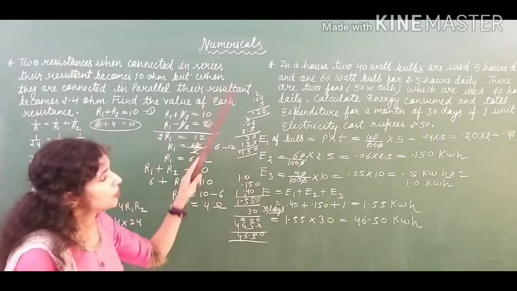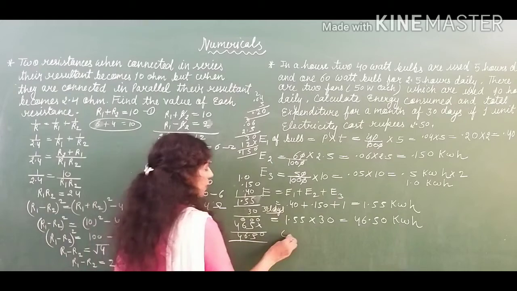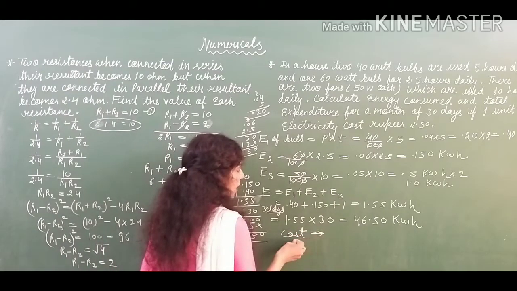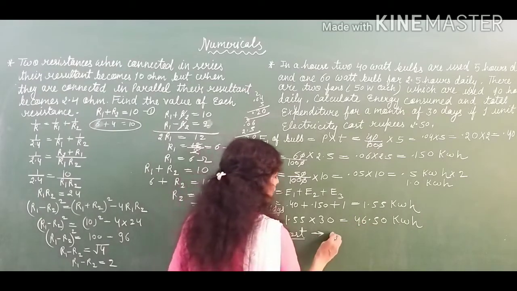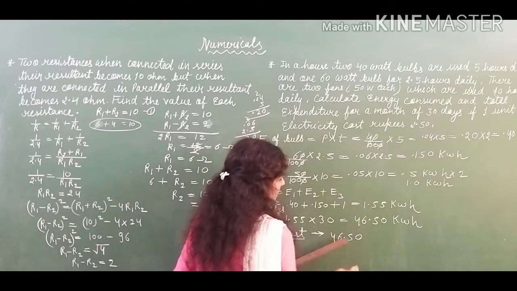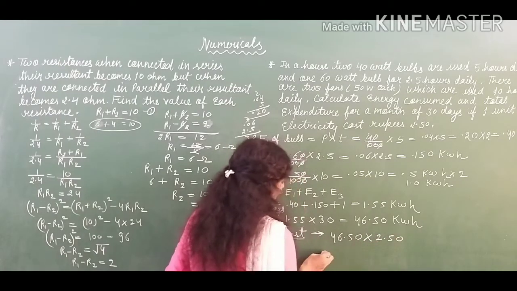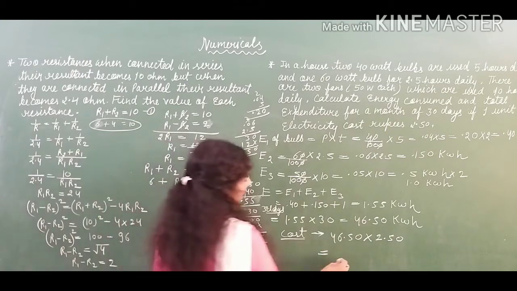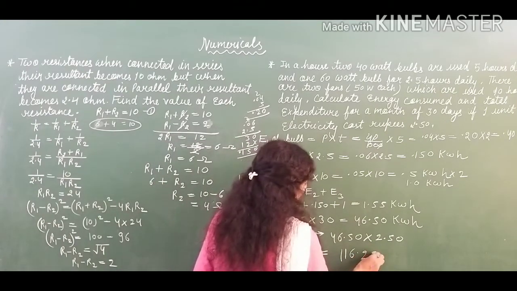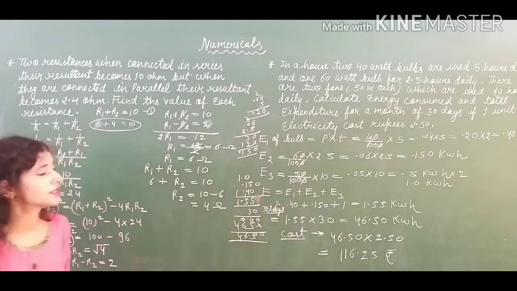Now what is to be done after that? We have to find the cost, so it should be multiplied by 2.50. As the cost for 1 unit is 2.50, for 46.50 units the cost is 46.50 into 2.50. After multiplying, you will get the answer: 116.25 rupees. So this will be the answer of this question.